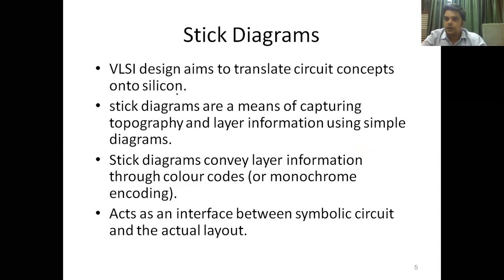Okay, in actual layout, what does it mean? In actual layout there is proper care of the dimensions of the wires as well as the dimensions of the transistors, the distance between two wires, that is considered in proper actual layout. But in stick diagram, we do not care about the distance between the wires and all that. So stick diagram basically works as the interface between symbolic circuits and actual layout.